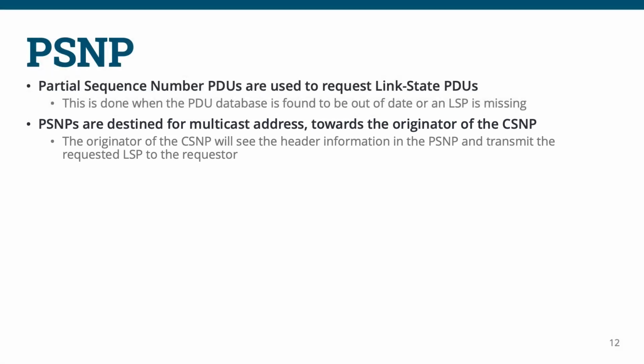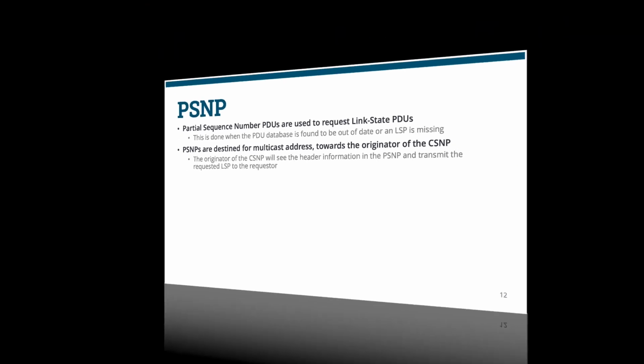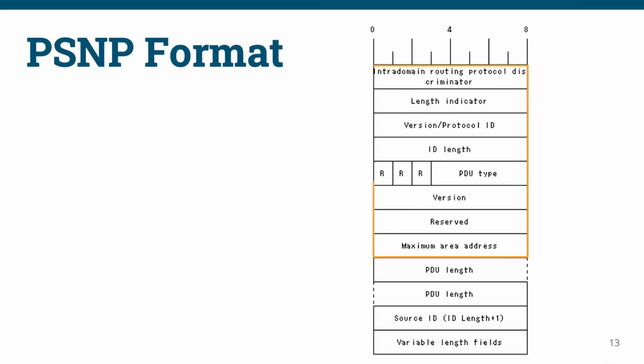Let's take a look at this bit field format to see how the PSNP requests specific LSPs. After the common header fields, the key field that the PSNP uses to request LSPs is the TLV fields at the bottom. These will contain LSP IDs for each LSP that the device is requesting. So the receiver can package them up and transmit them to bring the requester's LSDB up to date. And that's it. These are the only 4 PDU types used in IS-IS.